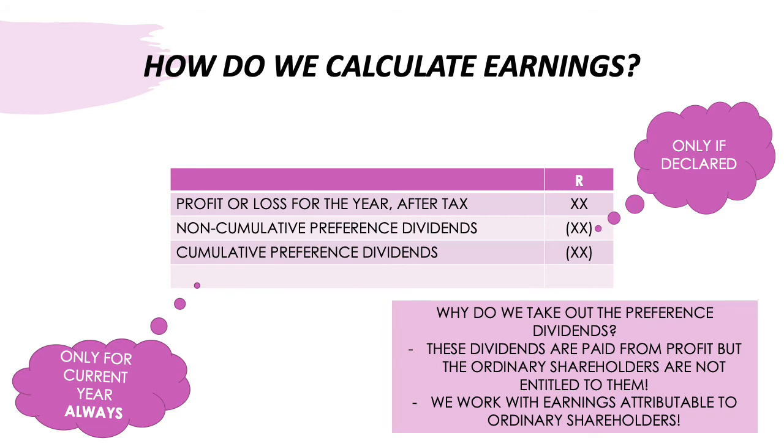The reason is that we are essentially calculating basic earnings per ordinary share. And therefore, when we calculate earnings, we want the earnings attributable to ordinary equity holders. And preference dividends are not attributable to ordinary equity holders. Preference dividends are attributable to preference equity holders. So this slide gives you the very basic calculation of earnings. So please remember, you take your profit for the year after tax, you deduct your non-cumulative preference dividends, but only if they have actually been declared, and then we deduct cumulative preference dividends always.